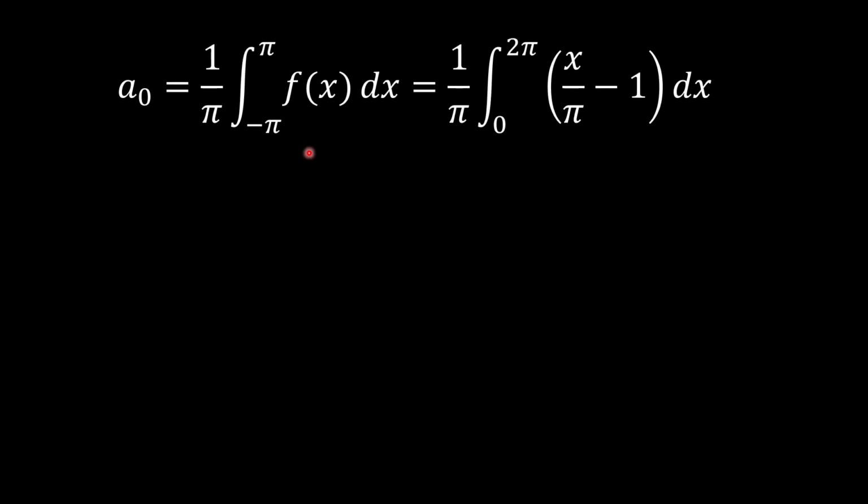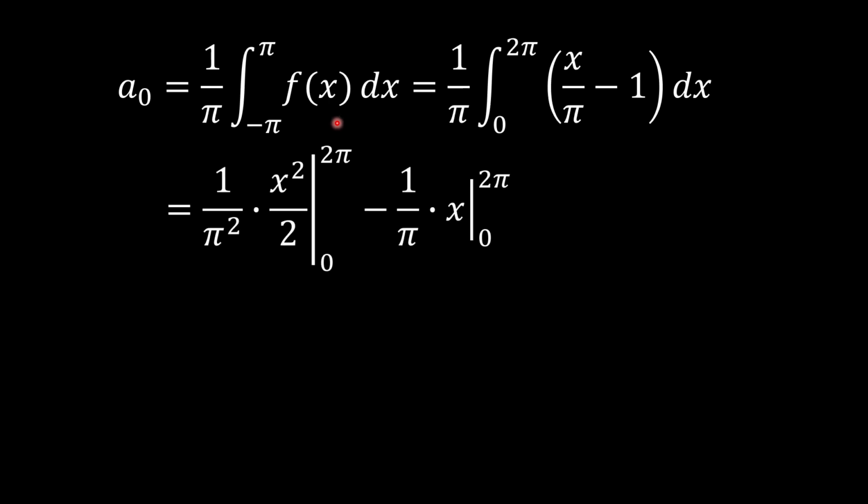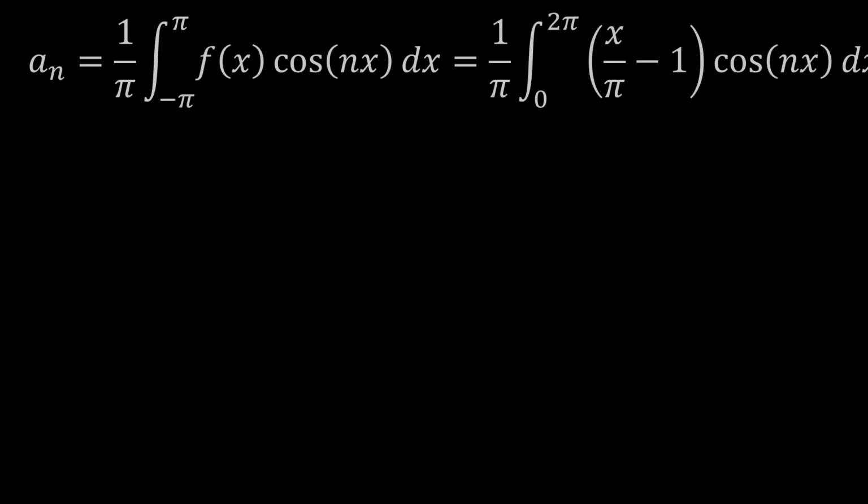So a_0 is going to be the integral of f(x) from negative pi to pi times 1 over pi. And so we've plugged in x over pi minus 1 in place of f(x) here. And that becomes 1 over pi squared, x squared over 2, with the limits here, minus 1 over pi times x. And that becomes 4 pi squared over 2 pi squared minus 2 pi over pi, which is essentially 2 minus 2, which is 0. So a_n, as we have expressed previously, is as shown here. Then in place of f(x), we've plugged in x over pi minus 1.